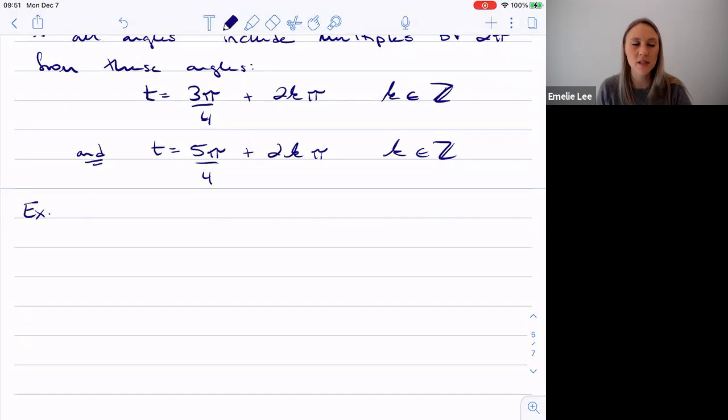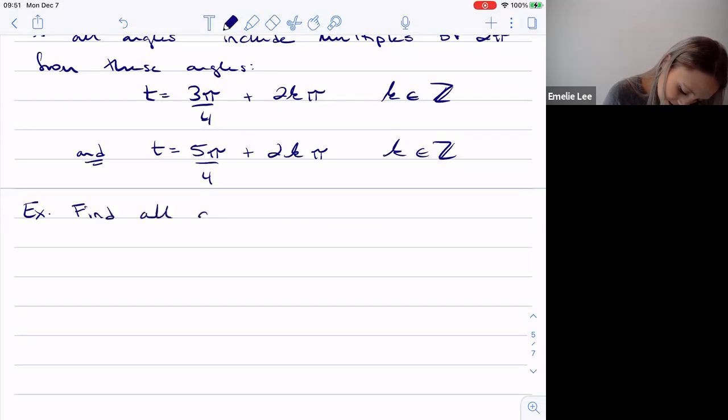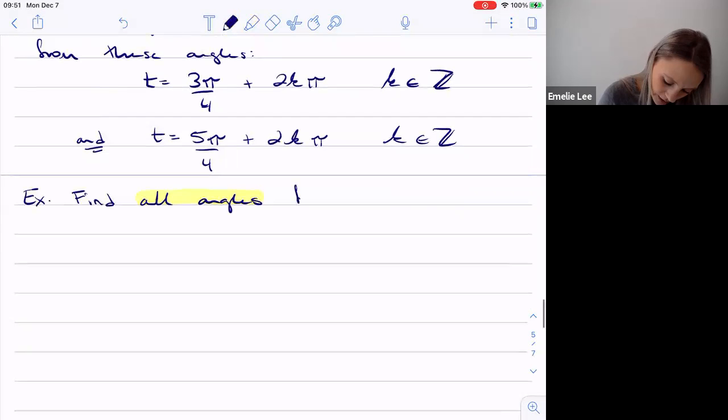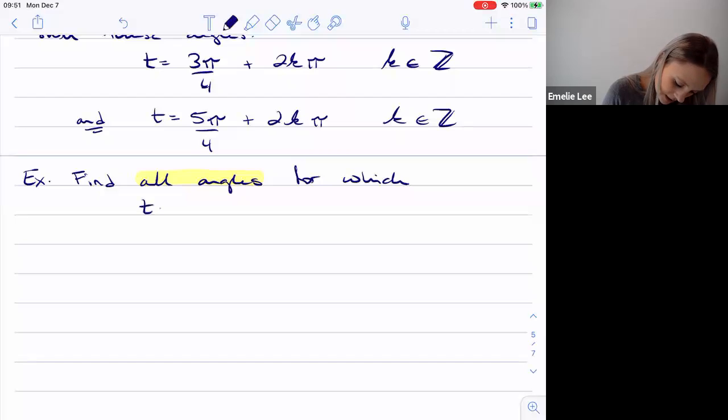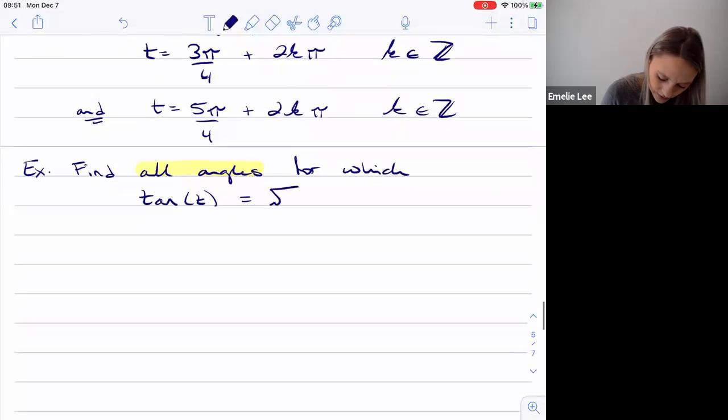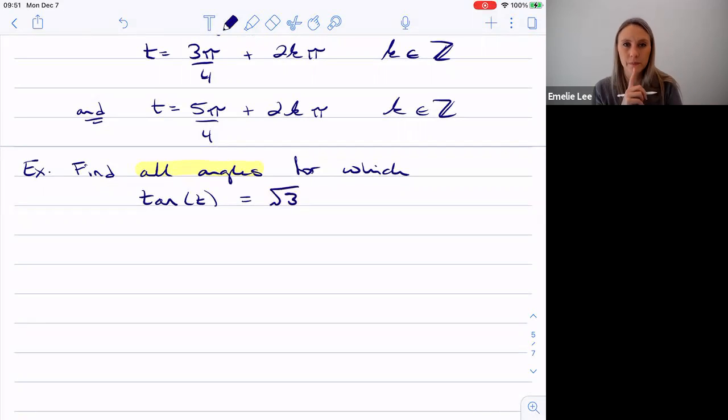Let's do one that's a little bit weirder. So what if we find all angles, and again, I'm going to highlight that, all angles for which, again, tan of t is equal to root 3.